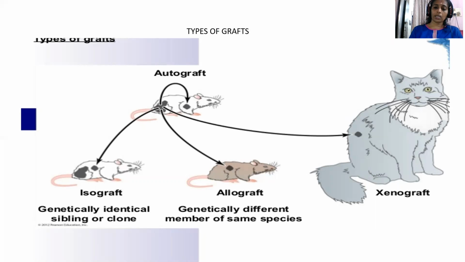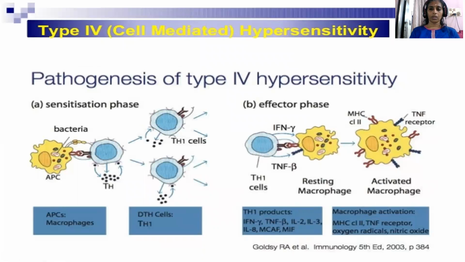So as I said, graft. Just for your information, I showed this graph. What is an isograft, what is an allograft and a xenograft? Isograft is a graft from the same individual, genetically identical siblings or clones. Allograft is from a genetically different member of the same species, and xenograft is from an entirely different species. It is called a xenograft. So this is a type 4 hypersensitivity reaction.